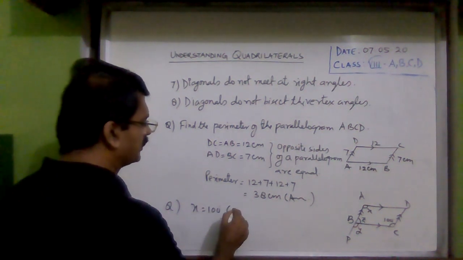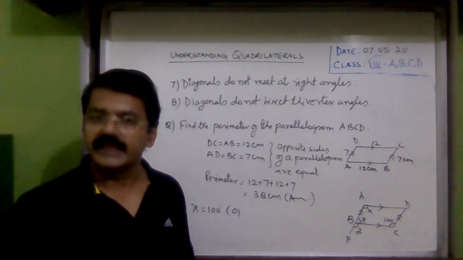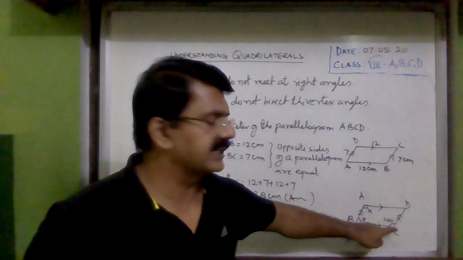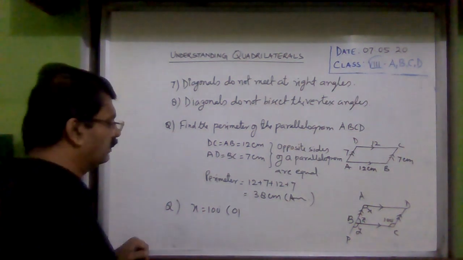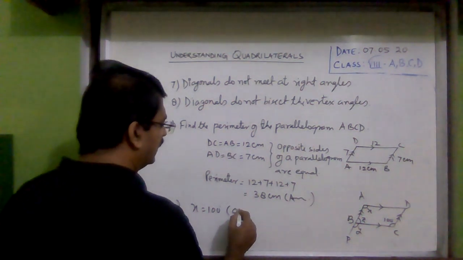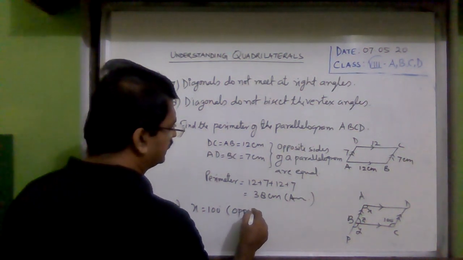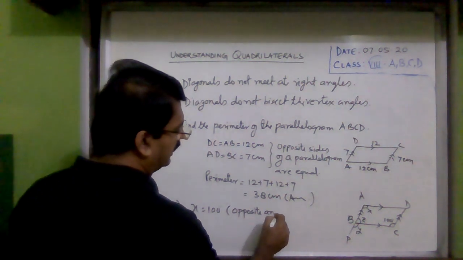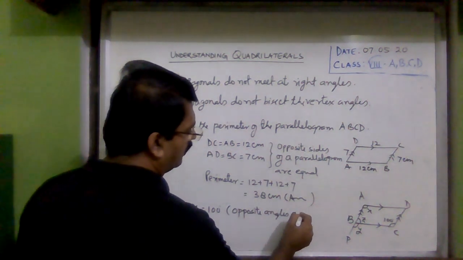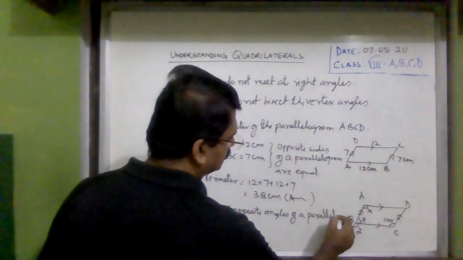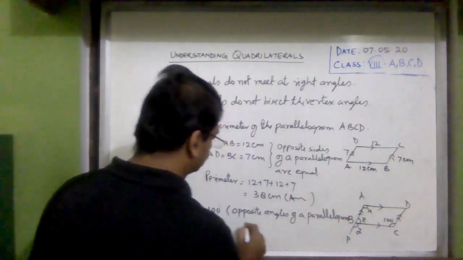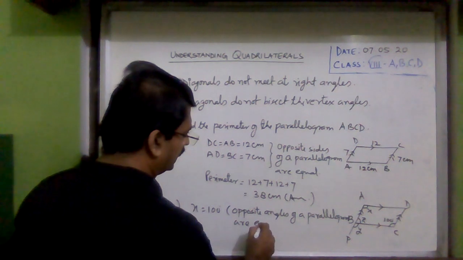Reason: opposite angles of a parallelogram are equal. So this angle and this angle, they are the opposite angles, so they must be equal. So X is equal to 100. Reason: opposite angles of a parallelogram are equal.